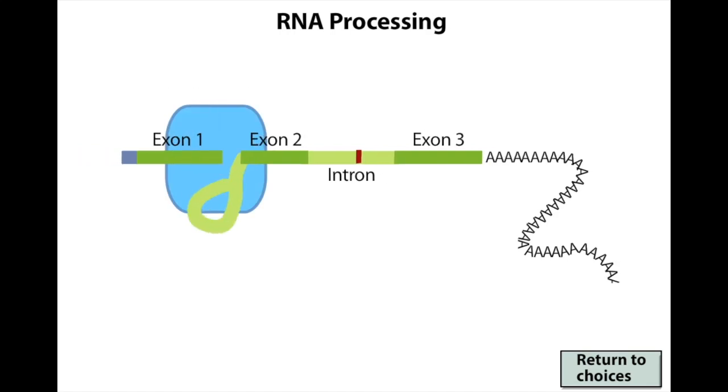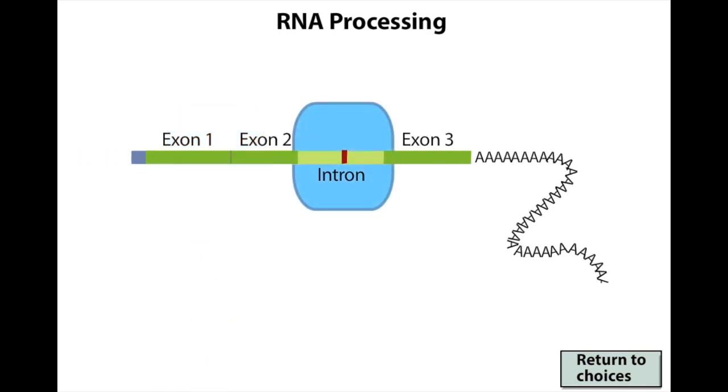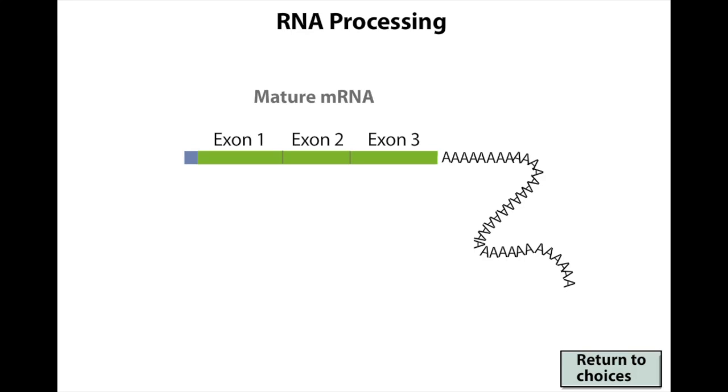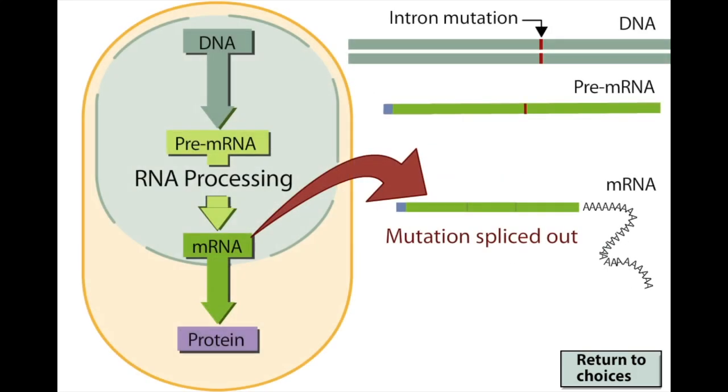The intron mutation is not at any sites critical for splicing, such as a branch point, and so splicing takes place normally. The mutation is removed with the discarded intron and is thus not present in the mature mRNA. The wild-type mRNA is translated into a normal protein.